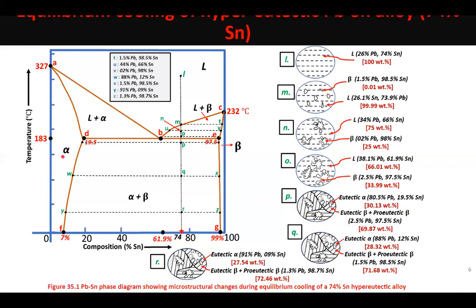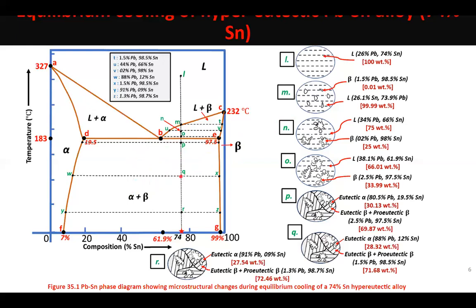This 7.5% of tin has come out of alpha, took along with it some lead also, and now has formed another solid solution which is beta. Similarly, beta has pulled out some lead from it, and along with that excess of lead some tin also comes out, and this second phase gets formed, that is alpha. So what is happening with drop in temperature? Alpha is precipitating beta out of it, and beta is precipitating alpha out of it.